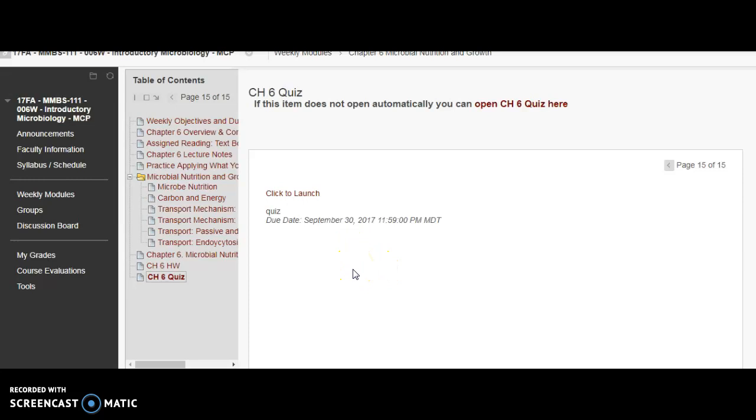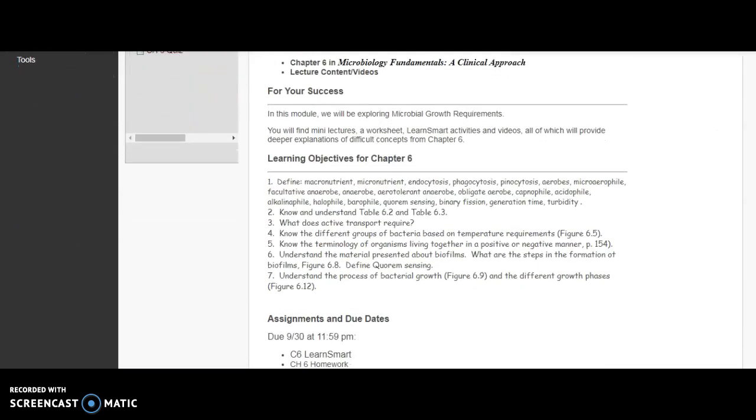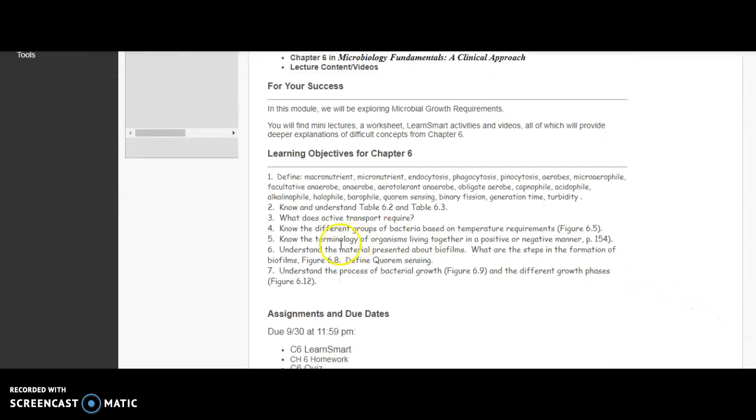And I am not completely sure when I stopped adding questions to it. As far as your weekly objectives, I know there weren't any questions on biofilms or the growth phase. So that's the end of this week. If we go back to the first page. All right, maybe the quiz stopped at objective 6. All right, I know there were questions on objective 4.